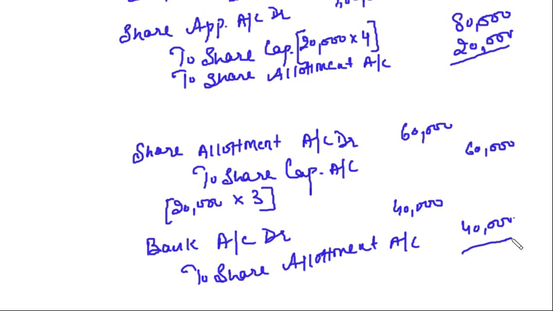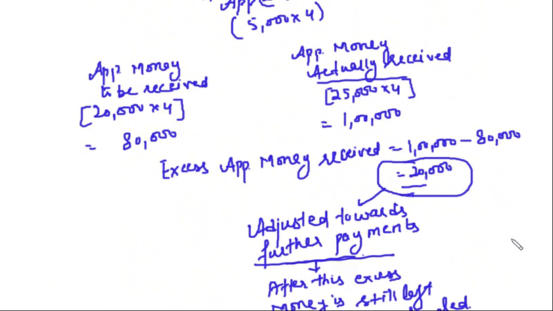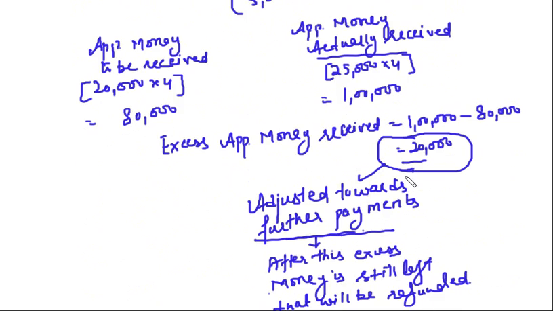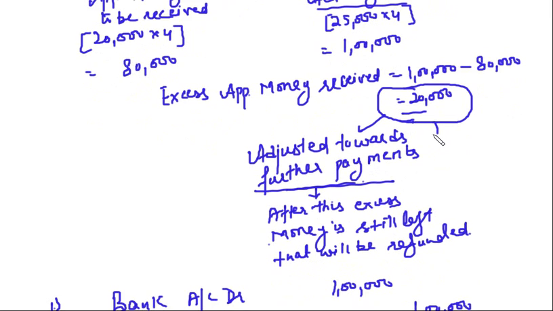What is important to understand here is how to adjust the excess application money received. First, you should know how to calculate the excess application money received, right? This is how you calculate. Calculate what are the excess applications that you have received, and obviously on those excess applications you must have received the excess application money. Calculate that. Clear? Then after that calculation, you must know what to do with this excess application money.